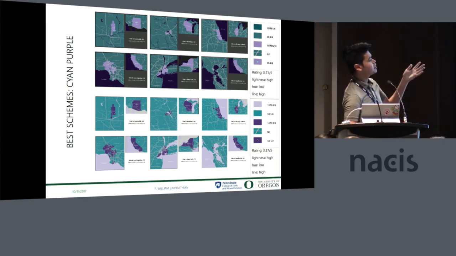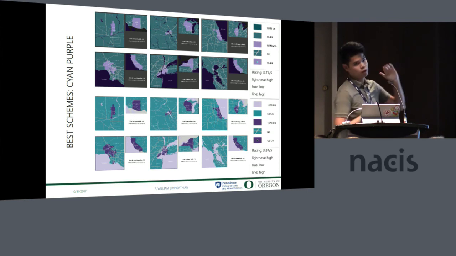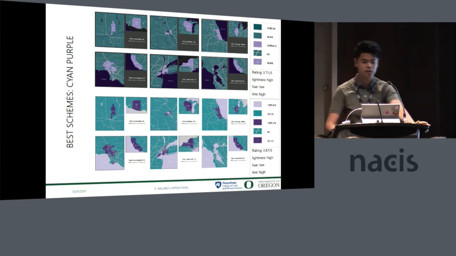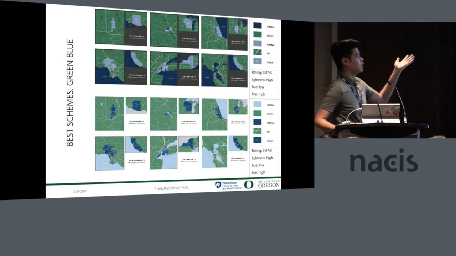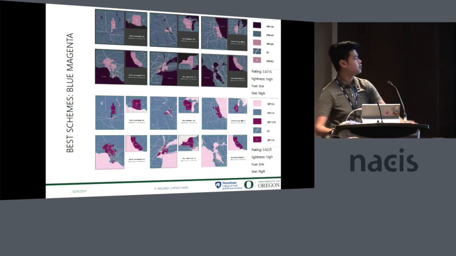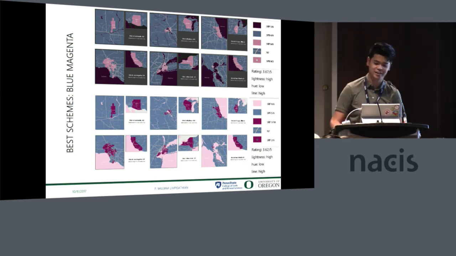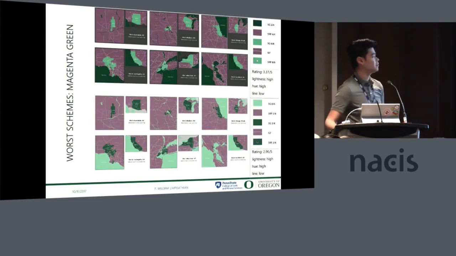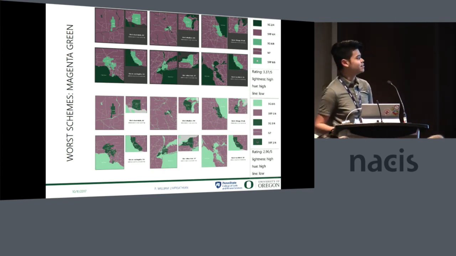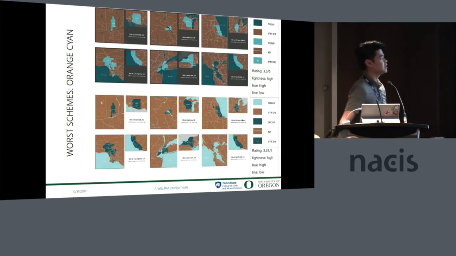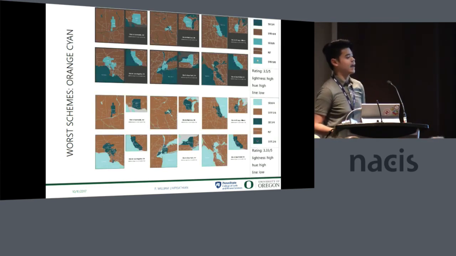But yeah, again, these schemes are actually scheme sets, so they work through a range of geographies. They work on both the light background version and the dark background version. Another scheme is green to blue, and the other scheme is blue magenta. Again, people love blues and purples. And then these are some of the worst rated schemes. So avoid these schemes. The poorest schemes from the user study were magenta green, orange cyan, and orange purple.